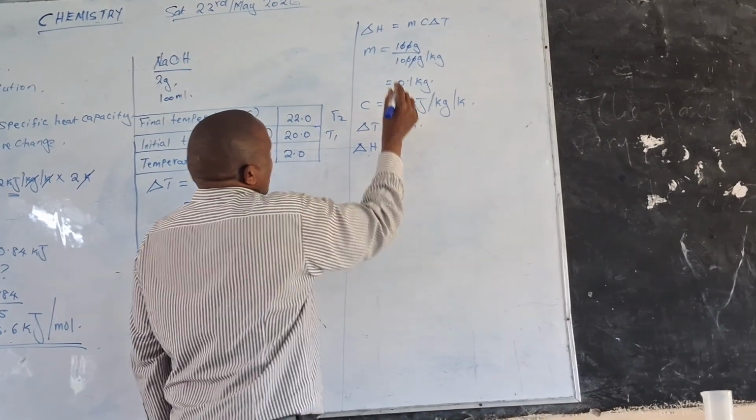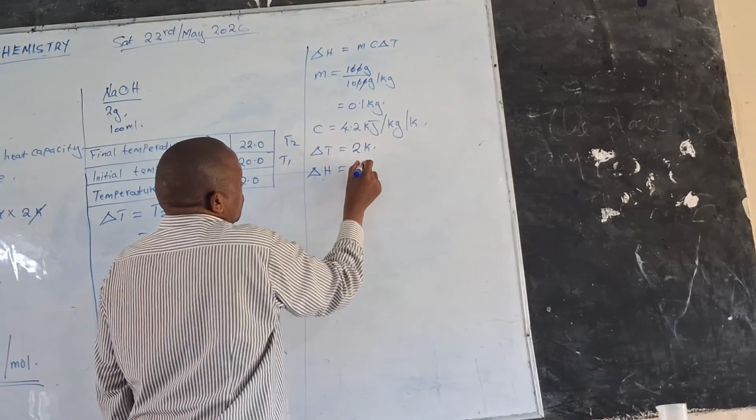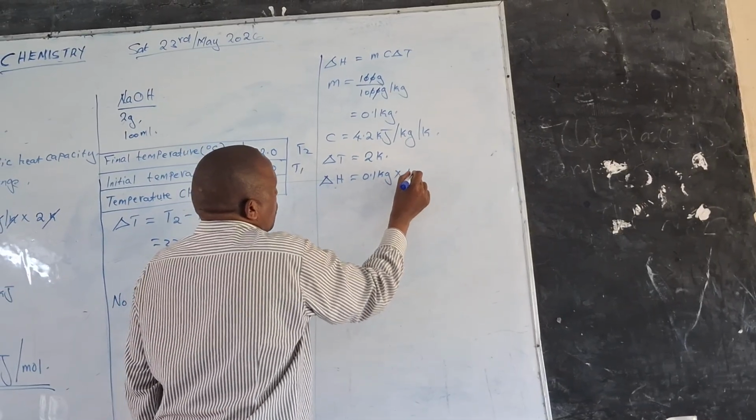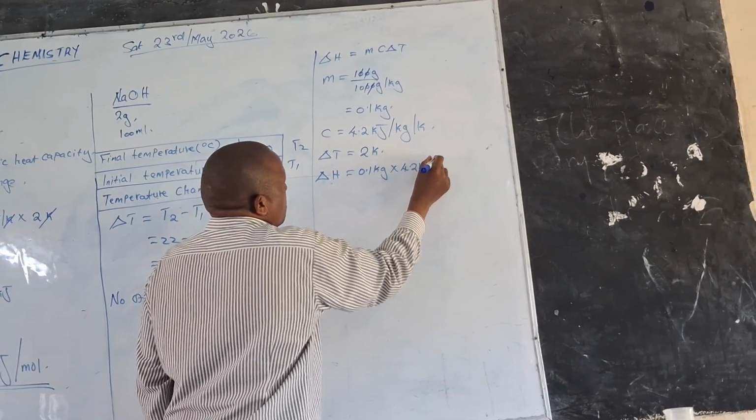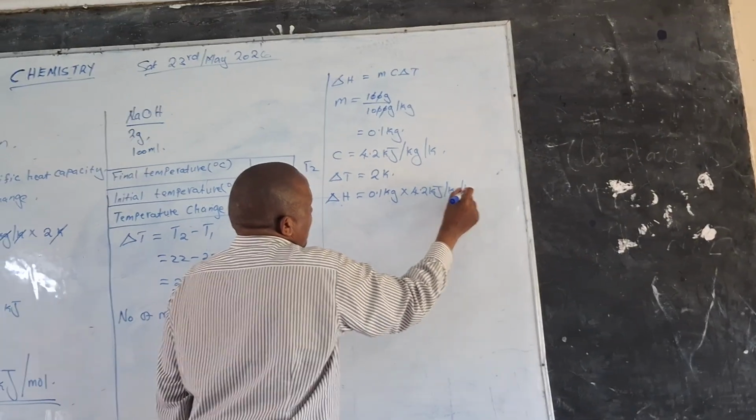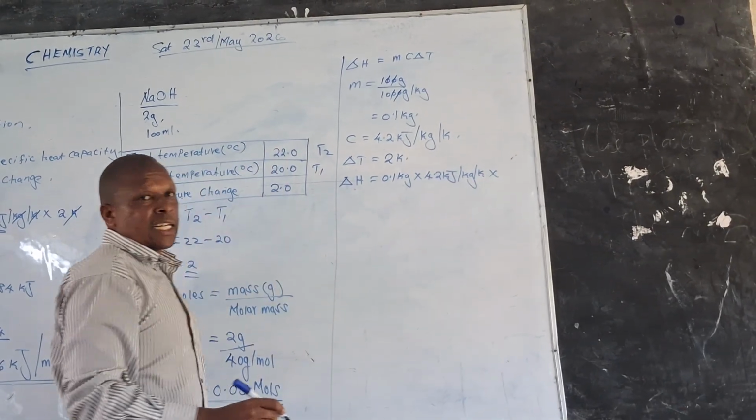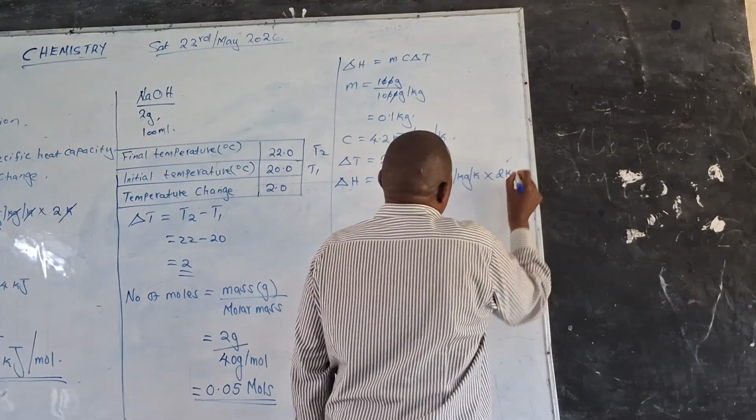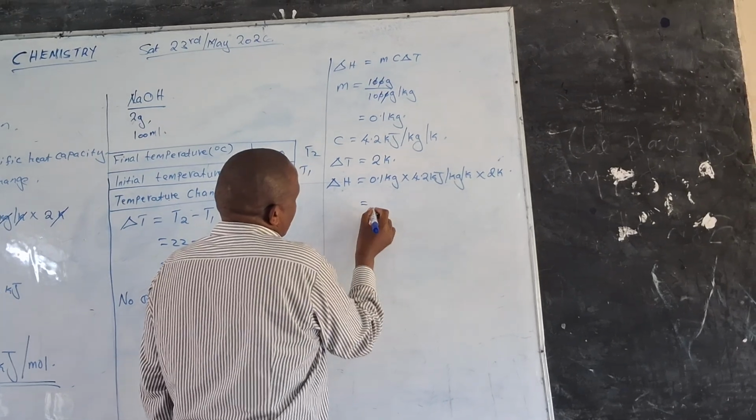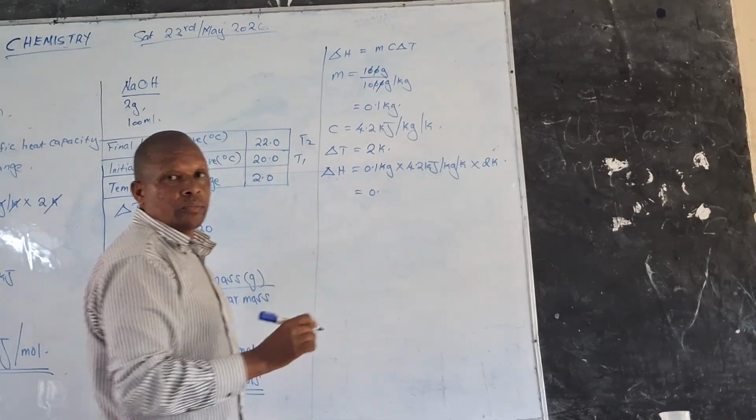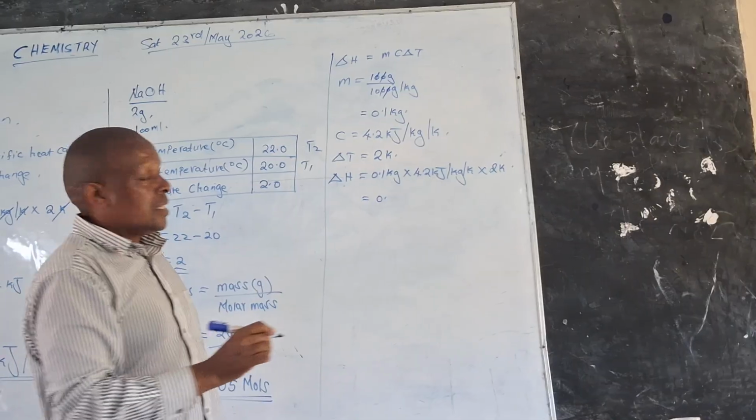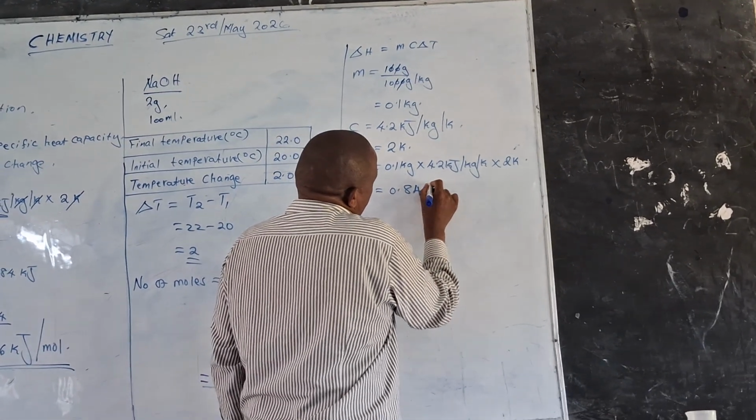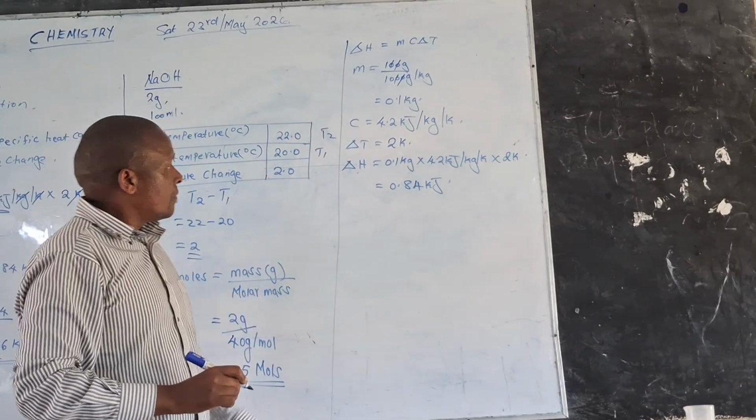We substitute. M is 0.1 kilograms. You multiply by C, 4.2 kilojoules per kilogram per Kelvin. You multiply by delta T. What's delta T? 2 Kelvin. So just like the other one, what will you get here? 0.84 kilojoules.